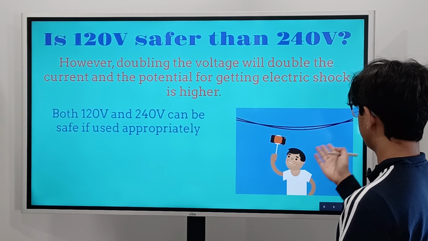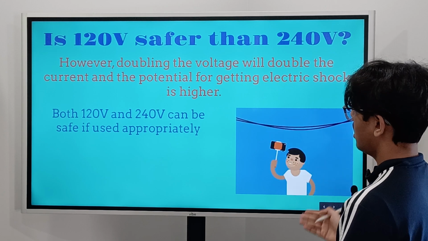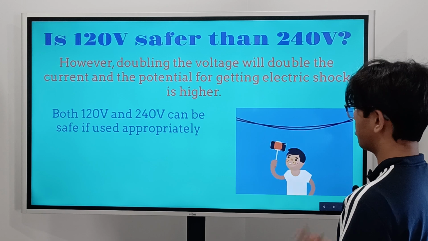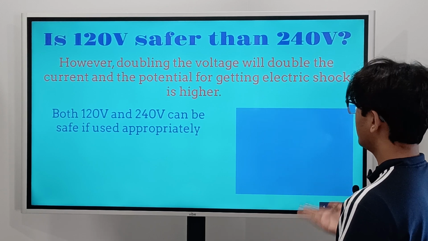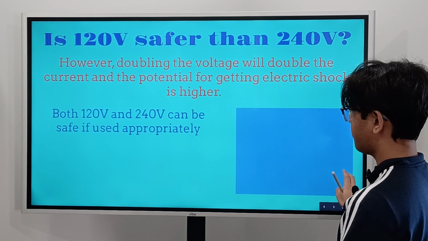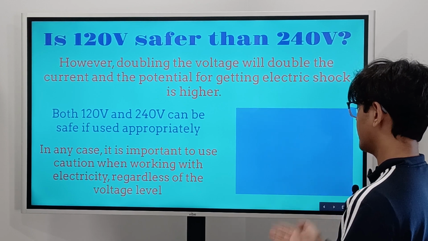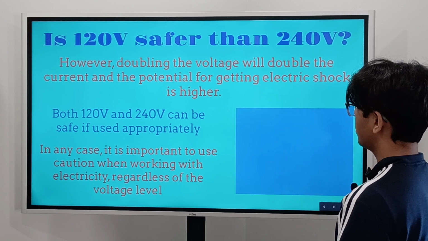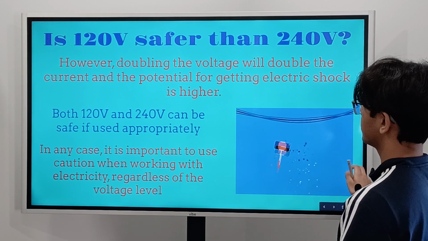And here we can see an image that shows a person getting shocked from the higher voltage. Both 120 volts and 240 volts can be completely safe if used appropriately. So even if your outlets do produce 240 volts, if used properly, it can still be safe and won't be a problem. In any case, it is always important to use caution when working with electricity, regardless of the voltage level, even if it's low or if it's high. So that covers the question of whether 120 volts is safer than 240 volts.